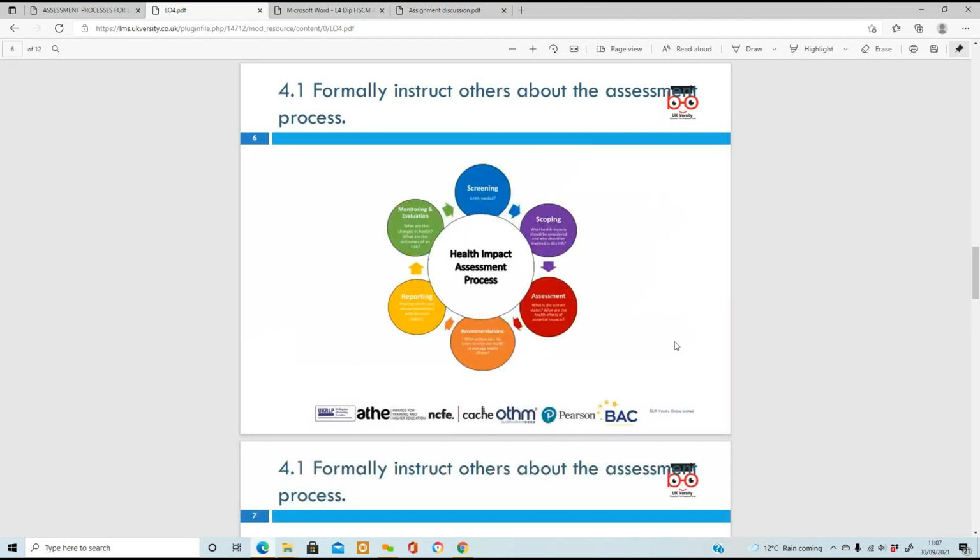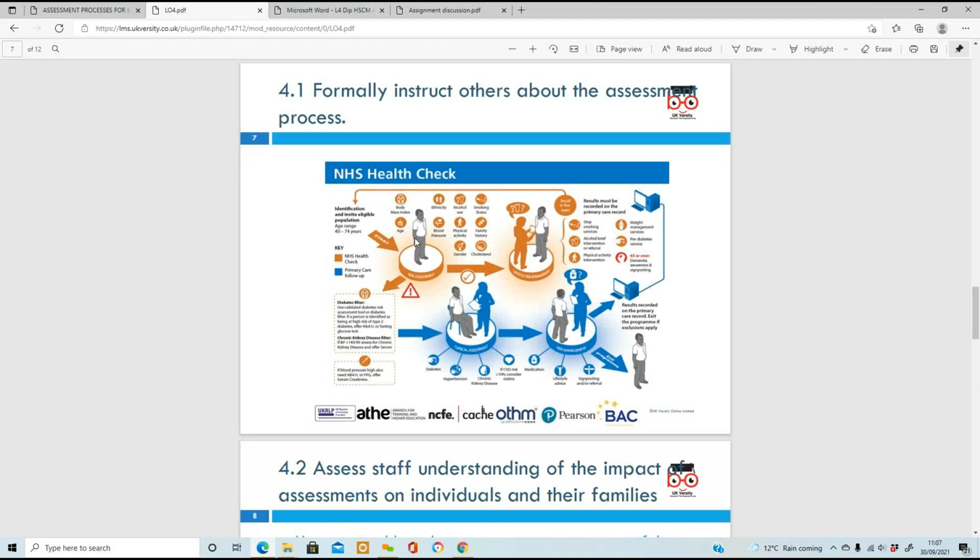So just got a little image of what a health assessment impact is. You've got your screening, your scoping, your assessment, what recommendations you're doing, how you're reporting it, and then how you're monitoring it. And then again, another image, just some images of training resources, how a health check can be carried out. So just examples of what could be created for here.